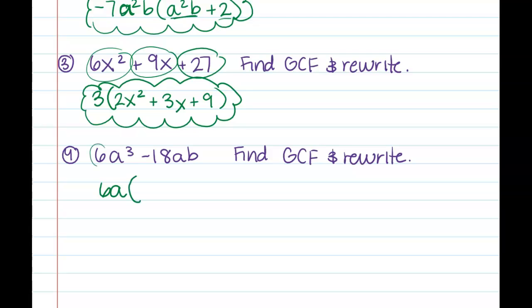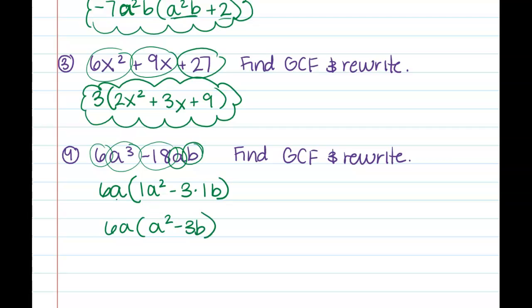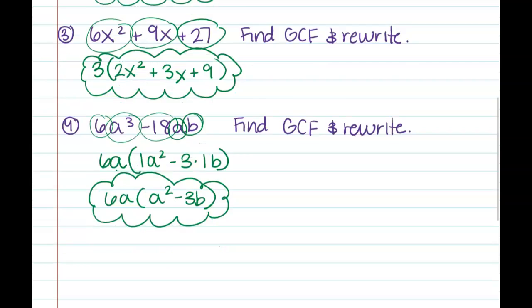6 times what equals 6? 1. A times what equals a cubed? A squared. 6 times what equals negative 18? Negative 3. A times what equals a? 1. And then basically it's kind of like an invisible 1, but we need a b to show up, so we're going to have to stick a b right there. So we end up with 6a times a squared minus 3b. And if you distribute here, 6a times a squared equals 6a cubed, and 6a times negative 3b equals negative 18ab, which is what we want.